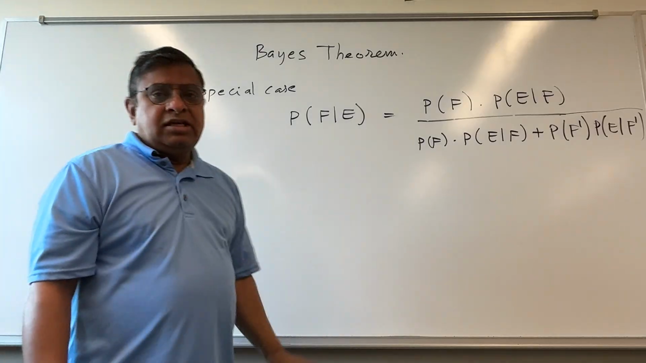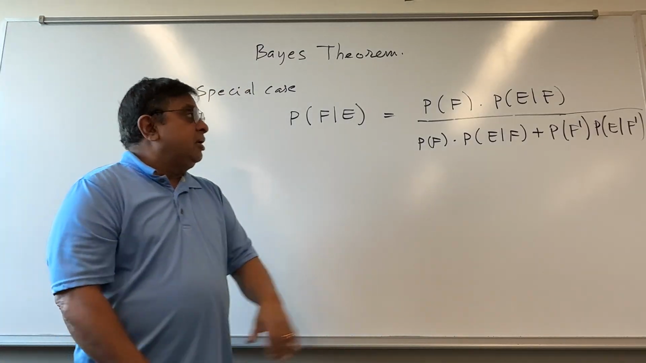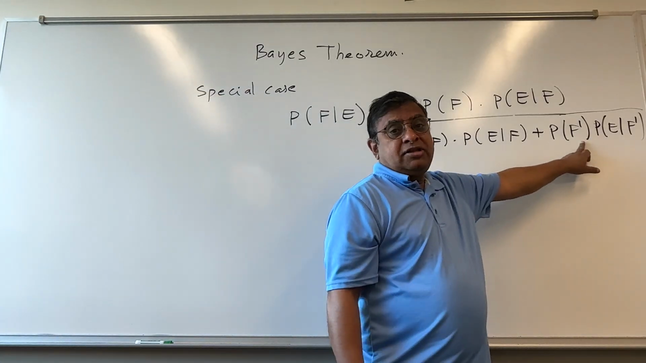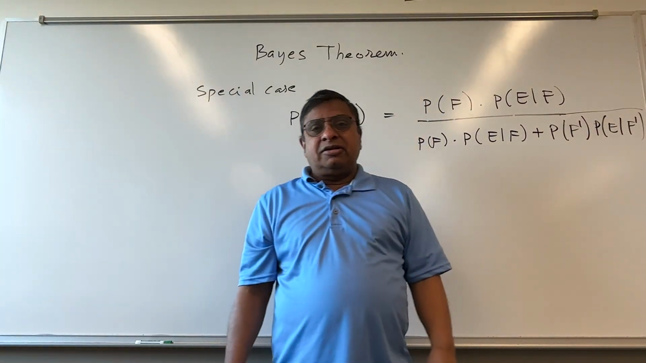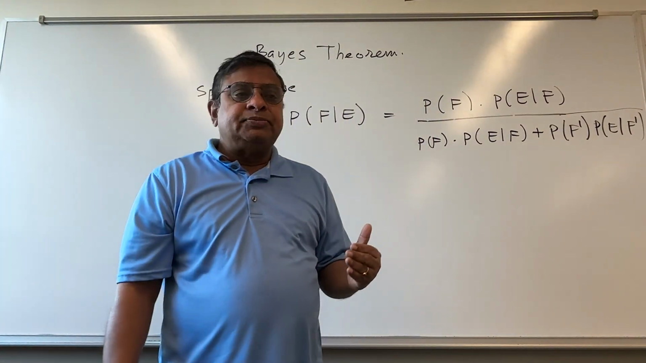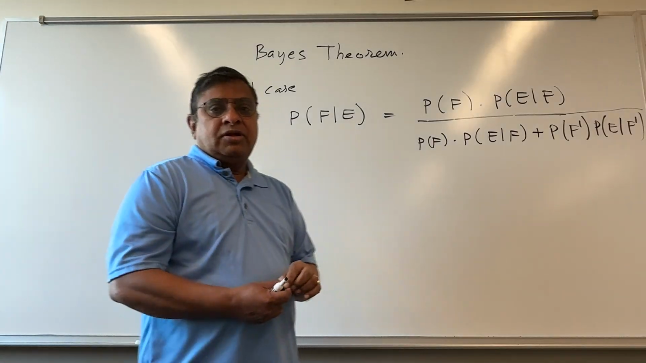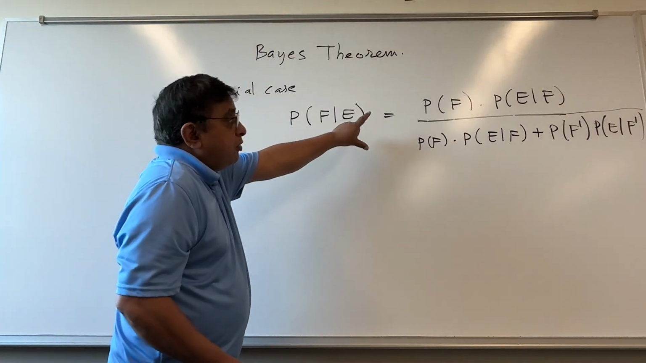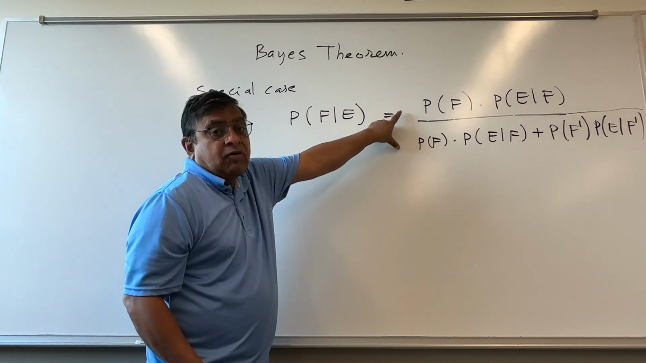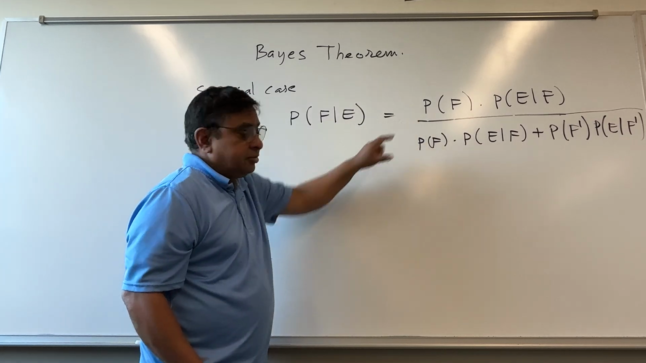And this is not an easy formula to remember. There are primes here. Prime means complements. And there's a way to easily understand this by means of a tree diagram. So let me explain how one could remember this formula by looking at a tree diagram.